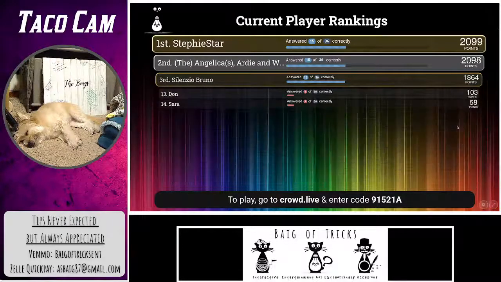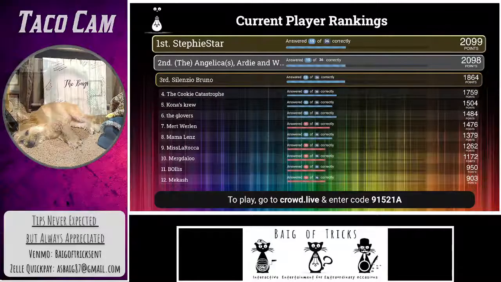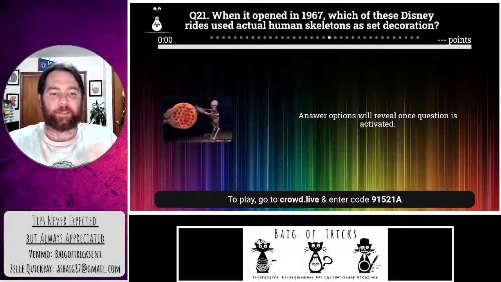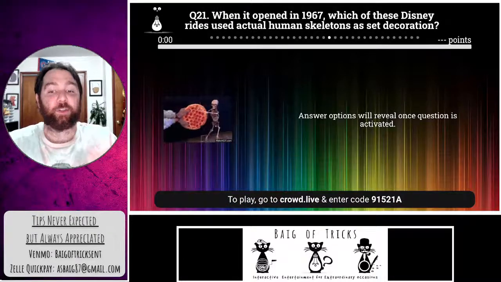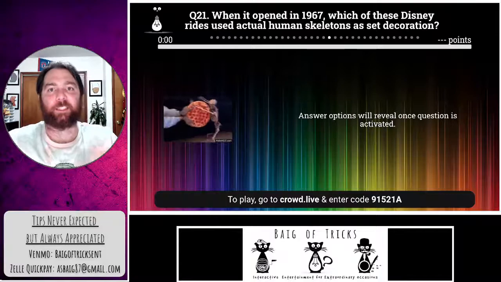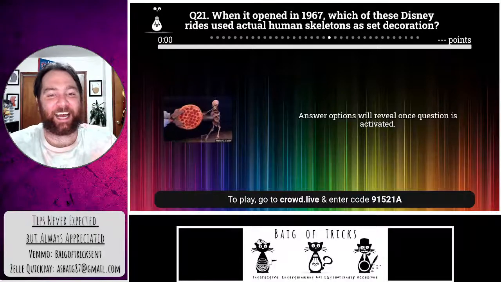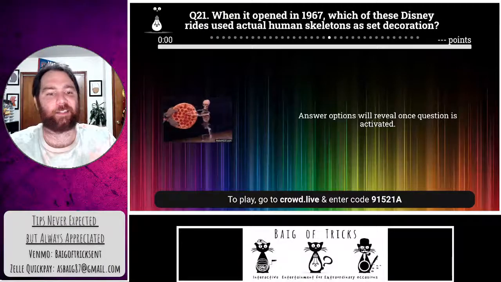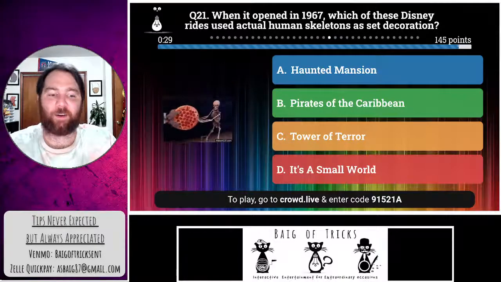All right. The taco's falling back asleep, which is the sign that we can get going on question number 21. When it opened in 1967, which of the following Disney rides used actual human skeletons or pieces of them as set decoration? This has since been changed. But when it first opened in 1967, which of these Disney rides used actual human skeletons as decoration? Was it Haunted Mansion, Pirates of the Caribbean, Tower of Terror, or It's a Small World?